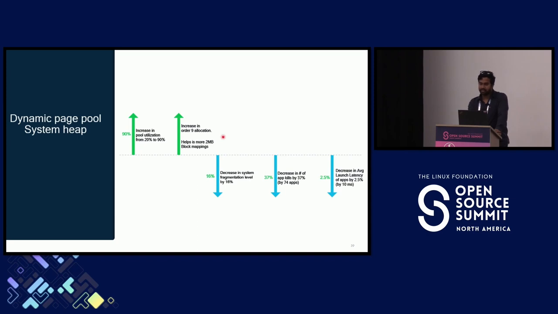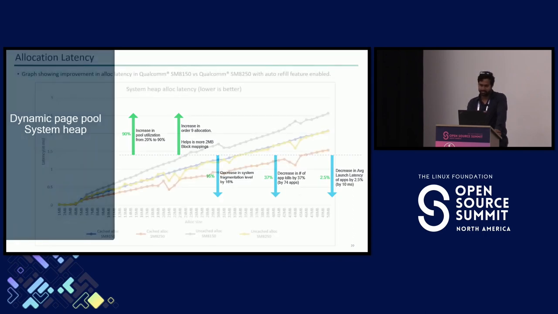And if they all get 2 MB blocks, it reduces the TLB pressure and increases the device throughput. Another thing is it decreases the average latency by 2.5%. It also decreases the number of app kills, for example by LMKD in Android, by up to 40%. So these are the gains that we saw in our system heap allocator, and hence we have been putting this feature in our system heap allocator ever since.